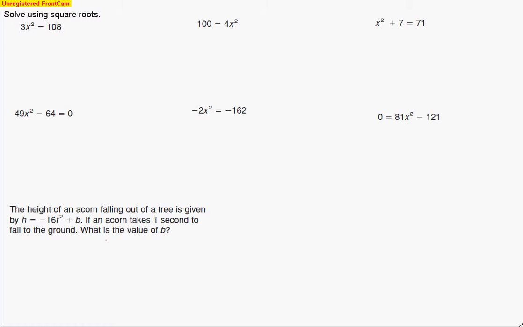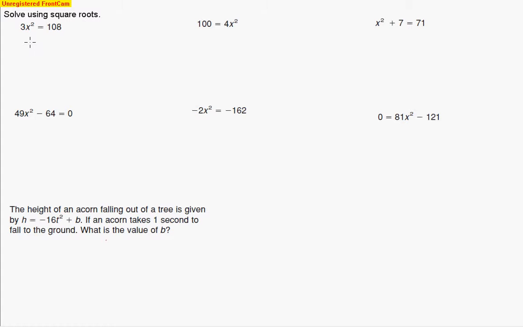Today we are going to learn a new method to solve quadratics, and this is a method called using square roots. It's pretty much only used when we only have an x squared term and a constant, and that's what we have on all of these problems. What this is leading up to, though, is solving a quadratic with three terms, a trinomial, using a method called completing the square, which we'll learn the next day. So let's take a look at this first problem.